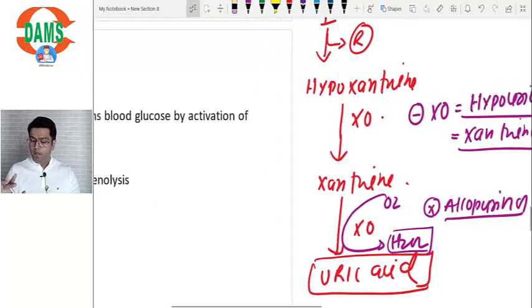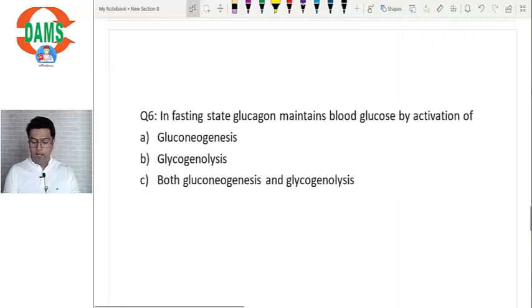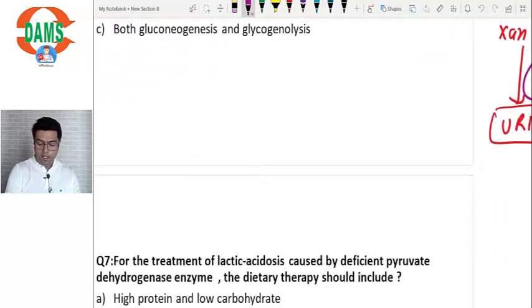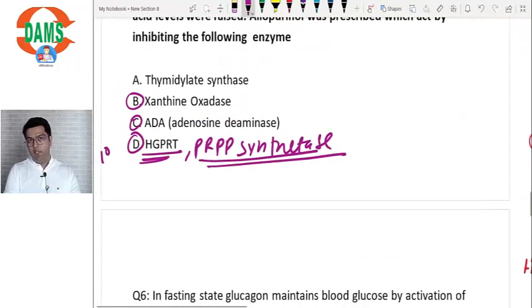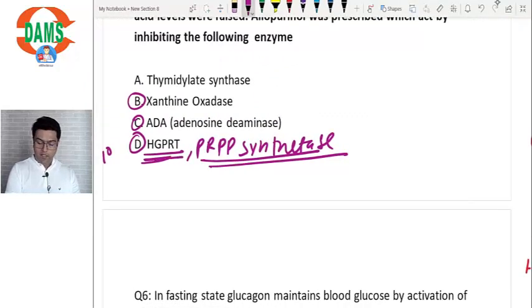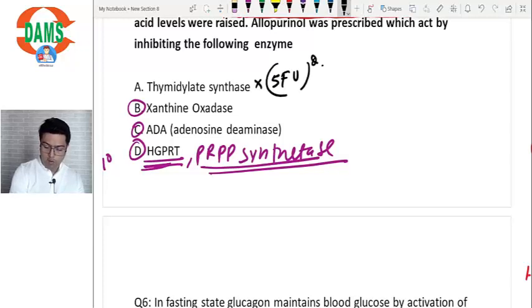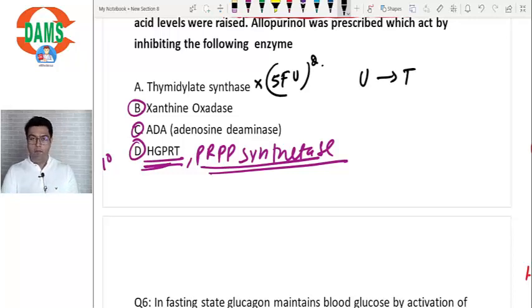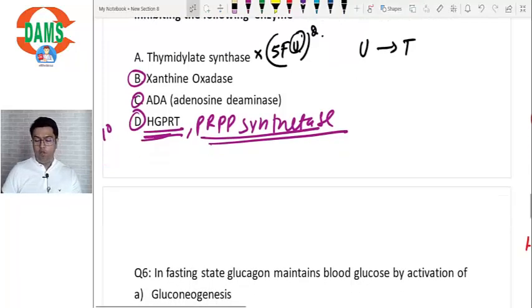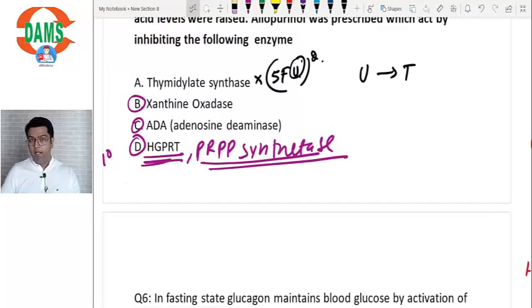Hyperuricemia, I told you the causes may be various, but primary is caused by deficiency of HGPRTase and overactivity of PRPP synthetase, which is the first enzyme during purine synthesis. Now guys, thymidylate synthase is inhibited by the anti-cancer drug 5-fluorouracil, which doesn't allow the conversion of uracil to thymidine, or UMP to TMP. Because it is a U analog, it blocks U to T conversion, so DNA synthesis is affected. So anti-cancer.